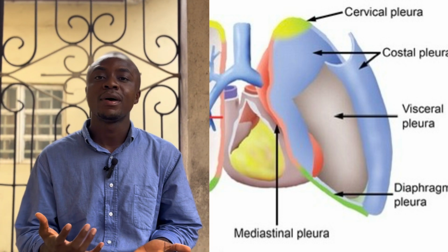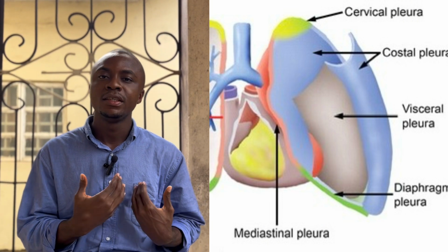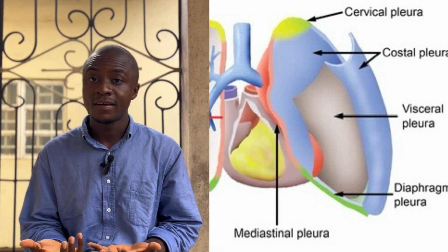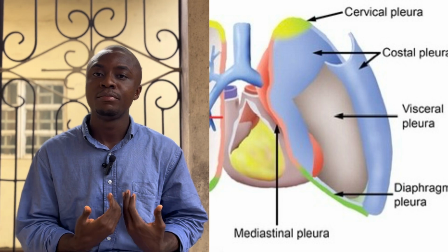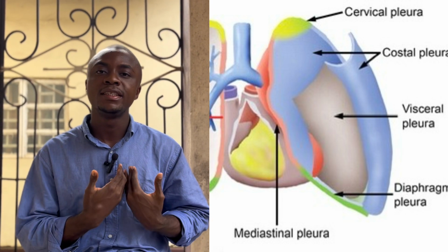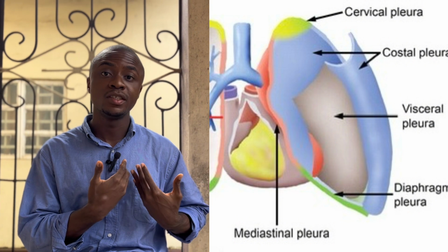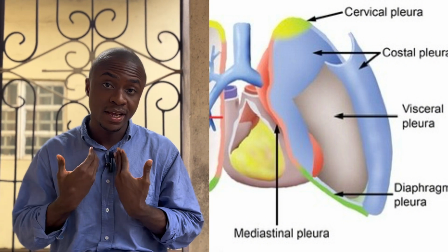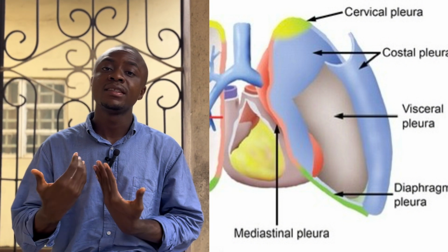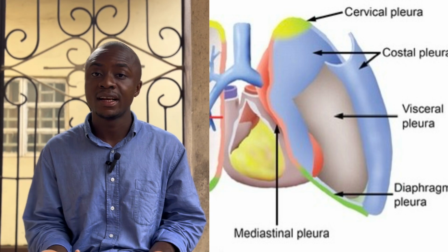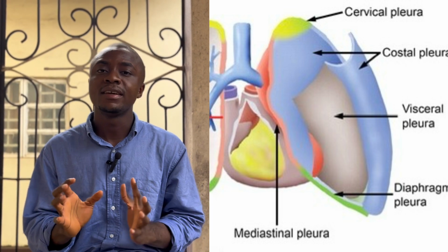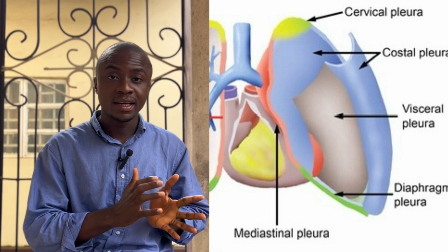You also have the diaphragmatic pleura that lines the upper or thoracic surface of the diaphragm. You have the mediastinal pleura, as the name implies. It's the fraction of the serous membrane that faces the mediastinum itself, hence it is known as the mediastinal pleura. So these are the different types of your parietal pleura.